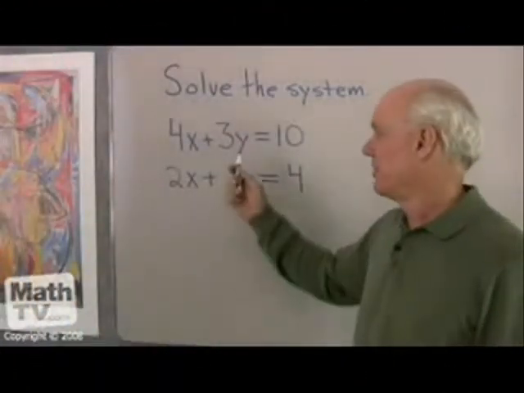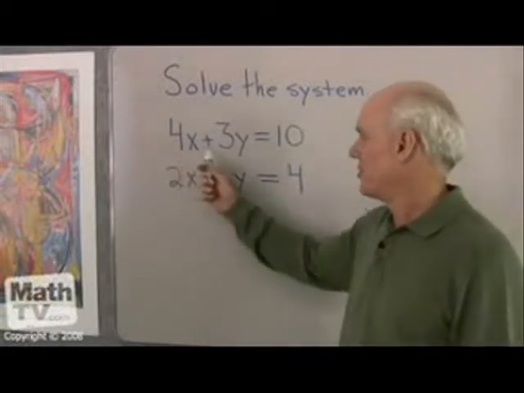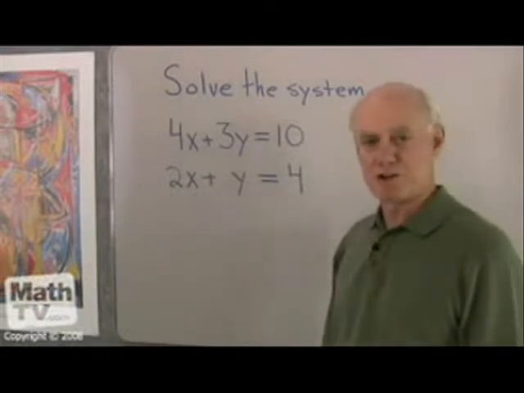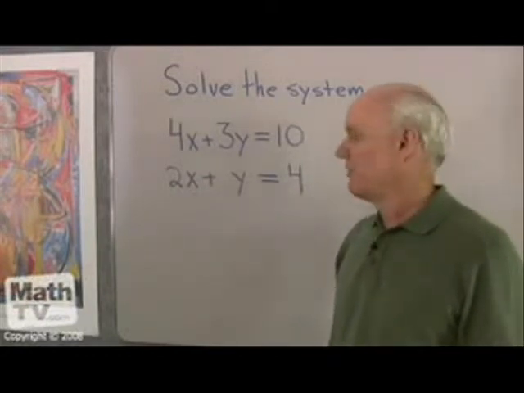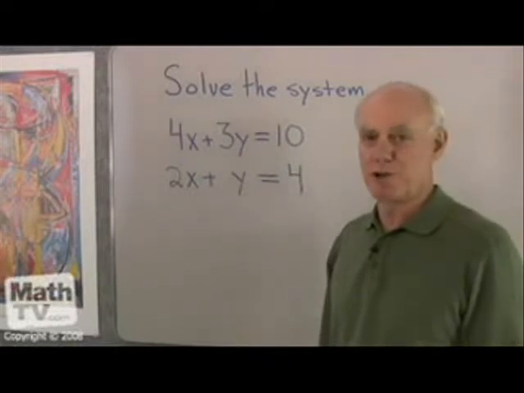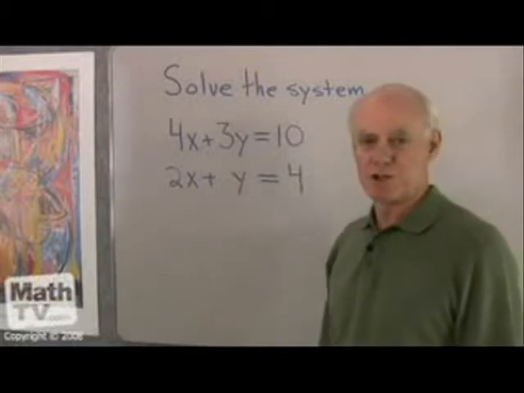Here we have a system of linear equations in two variables that we want to solve. So this equation right here gives us a straight line. This equation right here gives us another straight line. And so what we're looking for is the point where these two lines intersect, assuming that they're not parallel or the same line. So I'm looking for their point of intersection.